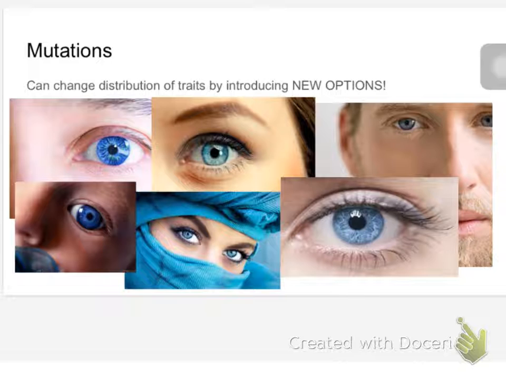That trait persisted in the population. That trait didn't even exist prior to that one freaky individual. There were no blue eyes in humans.